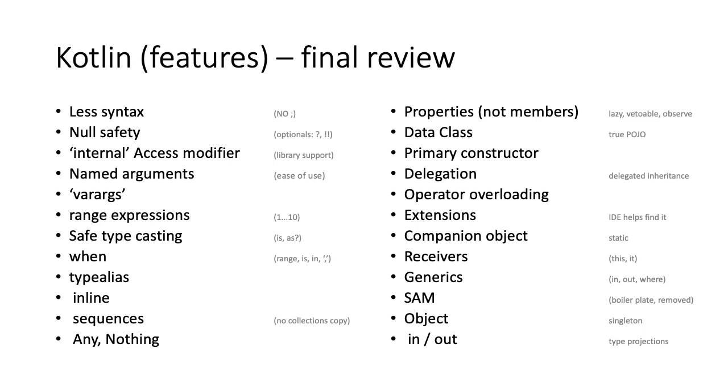Here is a comprehensive list of all the features we have covered in this discussion. On the left-hand side are the general features of Kotlin. On the right-hand side, these are Kotlin features as well, mostly pertaining to classes and generics.